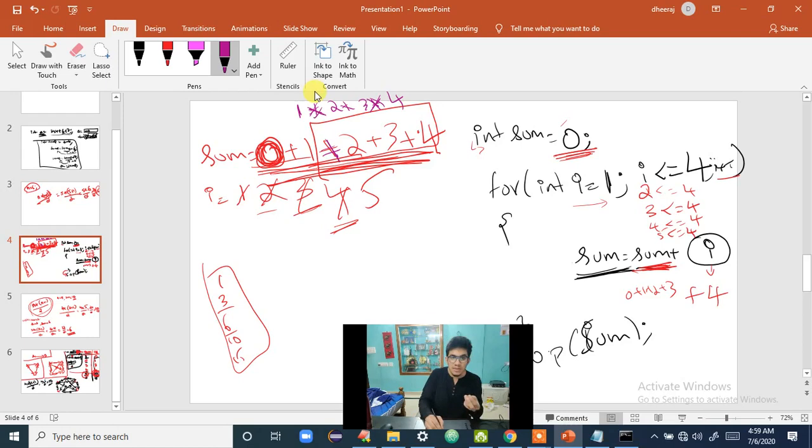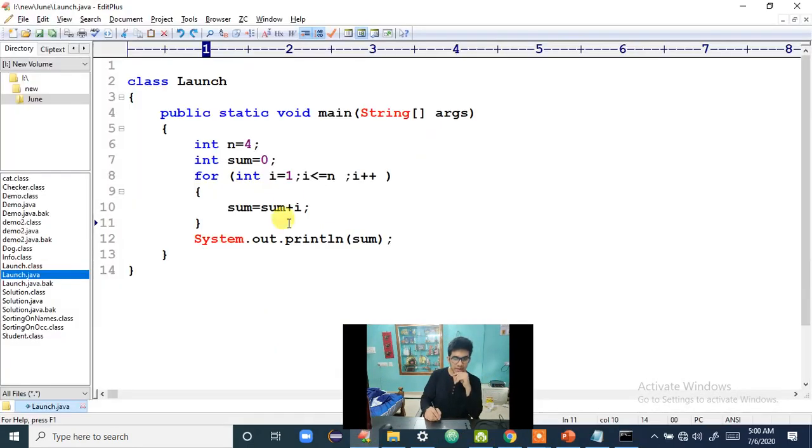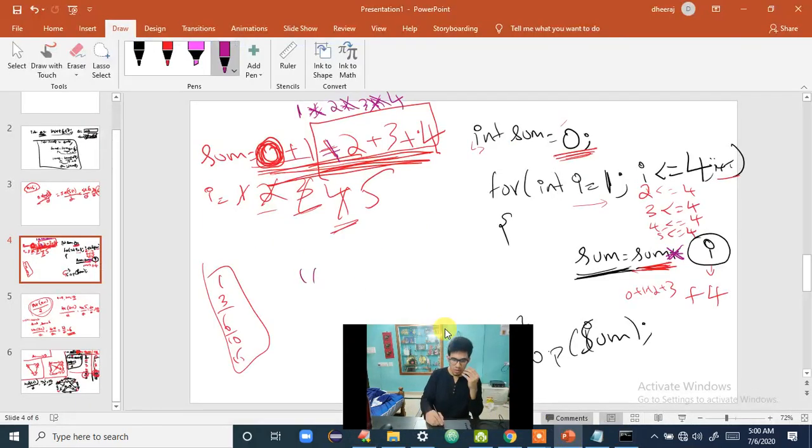Now you are seeing multiplication, multiplication, multiplication. So now it is sum is equal to sum into I. That's it. Let's see. I will go here and tell sum is equal to sum into I. So what will be the output here? If I do 1 into 2 into 3 into 4, what will be the output?